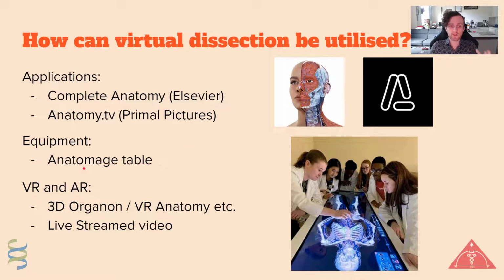Going one step further than that, there's larger pieces of equipment that can be purchased to give that experience, such as the Anatomage table, which you can see an image of down here in the bottom right. So you can see this group of students using this piece of equipment, which is basically one of the only ways to actually interact with the Anatomage software, which you can see on the screen here. This is basically an incredibly large touchscreen computer that's being used to run the Anatomage software.